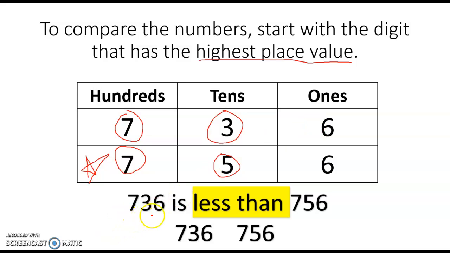So 736 is less than 756. This is the symbol for less than. Notice that it's turned away from 736. It's eating the greater number.